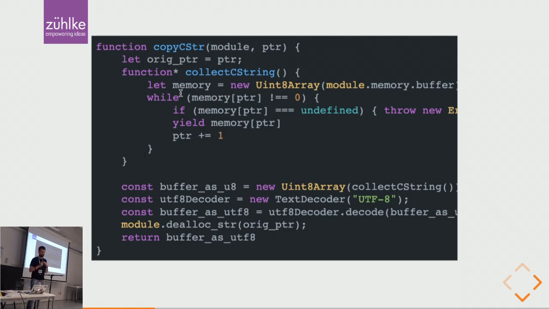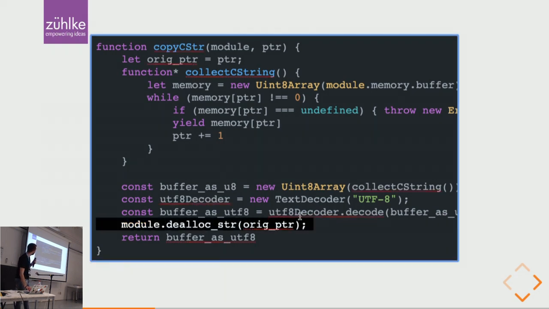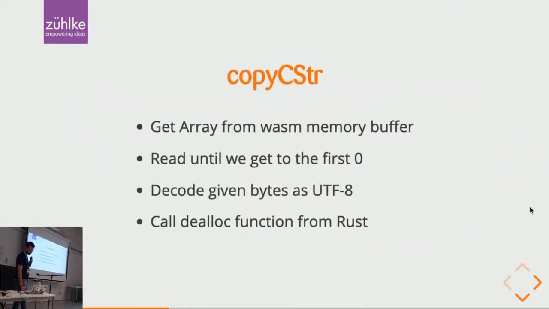and voila, we should get a string in the end, hopefully. And what you see down here, this is where we call it. So we take that original pointer, you see that up here, we save this pointer that we get in, we save it initially, and then in the end, as soon as we have copied that string, we call that funny little deallocation method here. So Rust will garbage collect that string that is on the WASM memory, so we don't have to care about that anymore. And in the end, we return that string. So this is now a UTF-8 decoded string. Cool. And this is what we will do now.